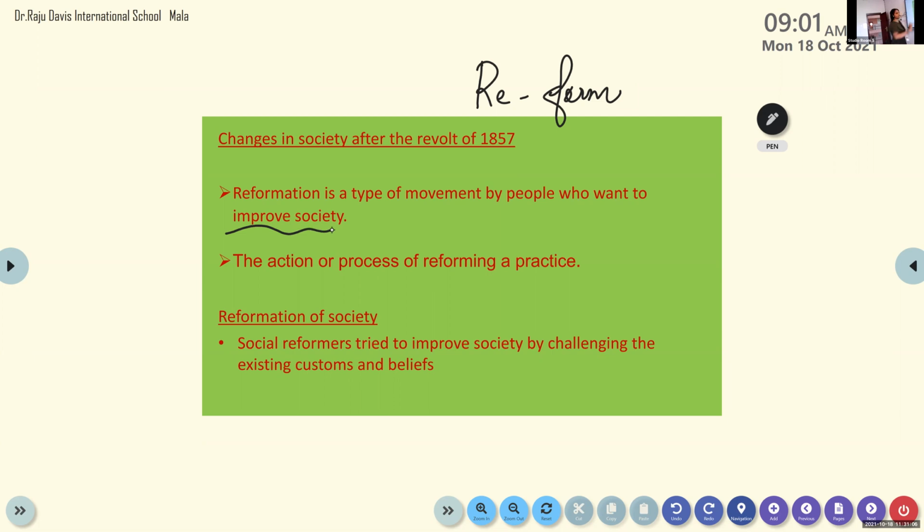To make changes. Reformation is a type of movement by people.